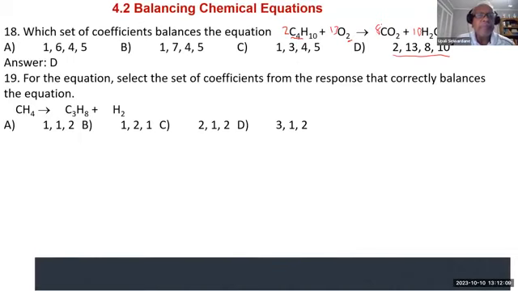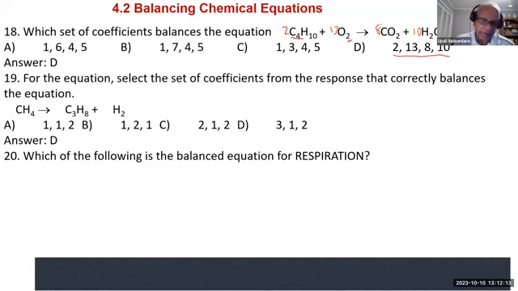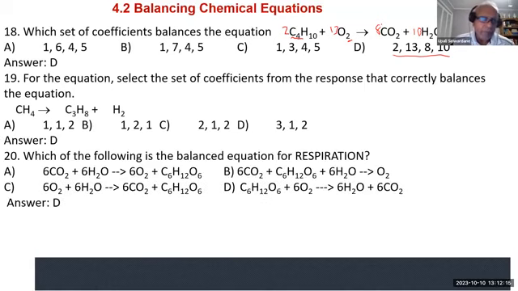You can do this reaction also. It's pretty easy. For respiration, this is the balanced equation.